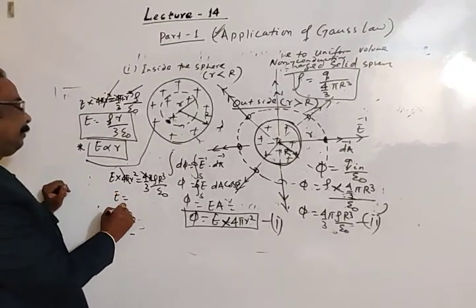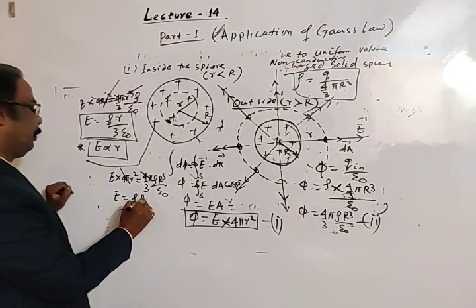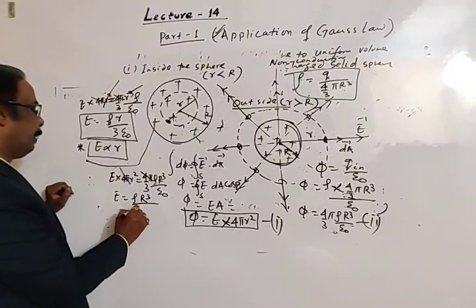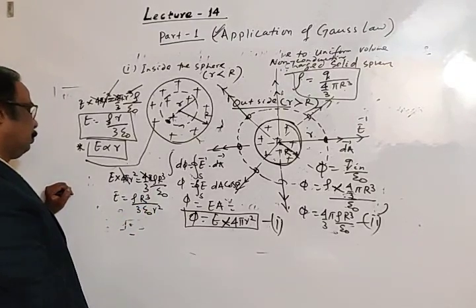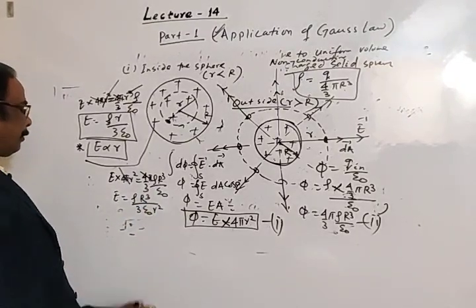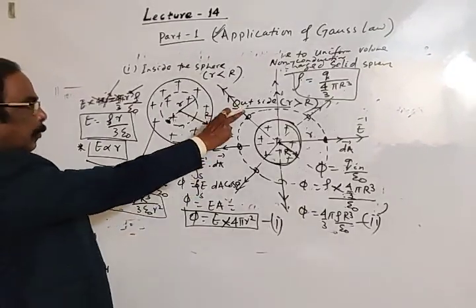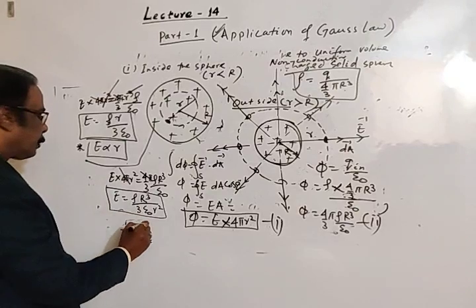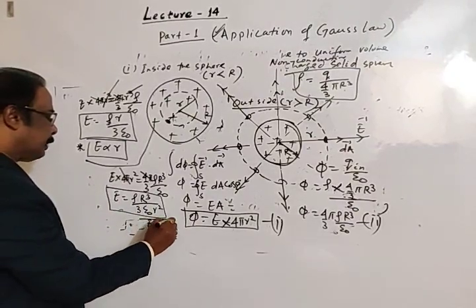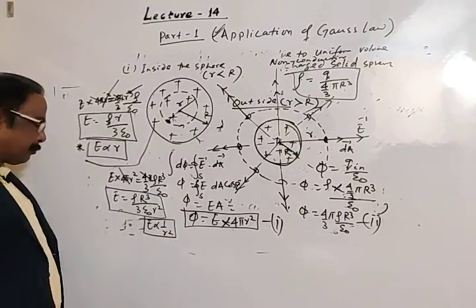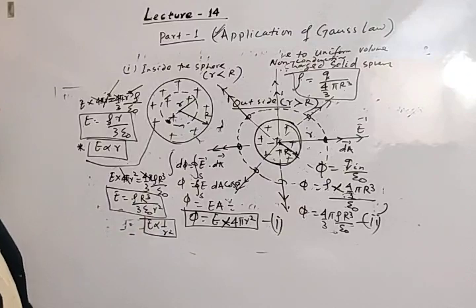Then the electric field is rho r cube divided by 3 epsilon naught into r square. This expression means that outside the sphere, the electric field varies inversely as the square of the distance. This formula may be turned to another form.